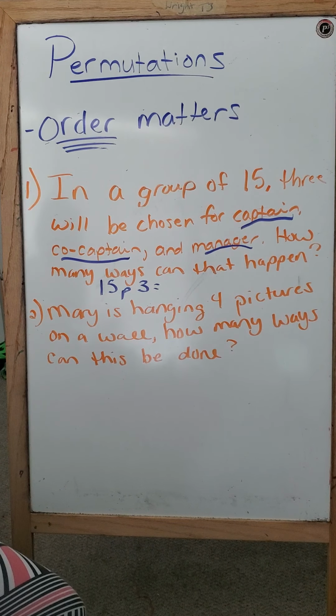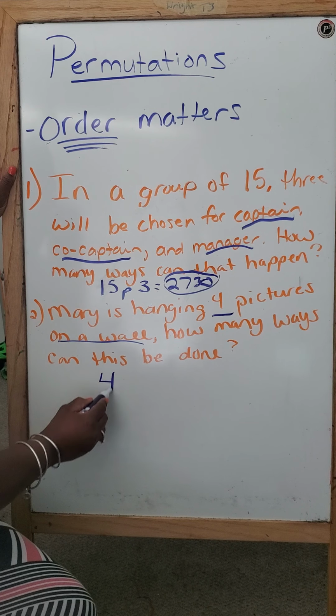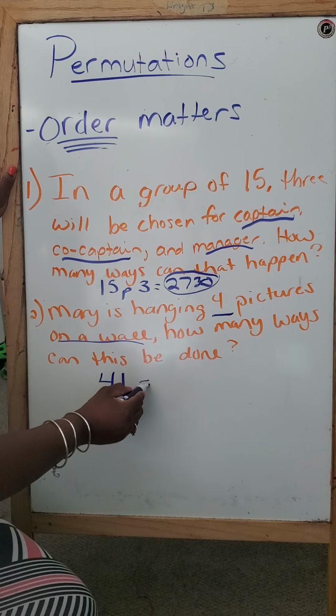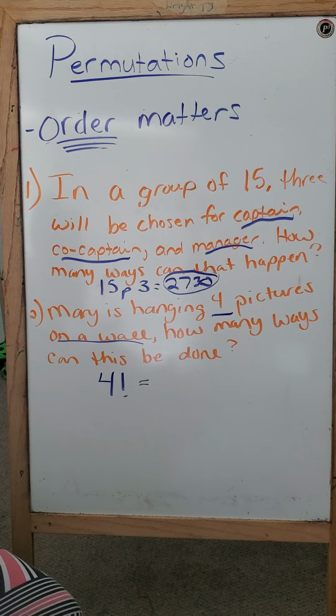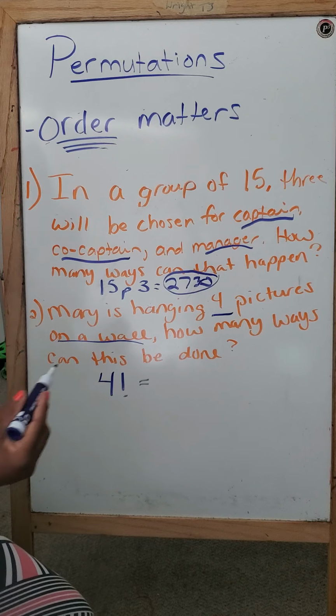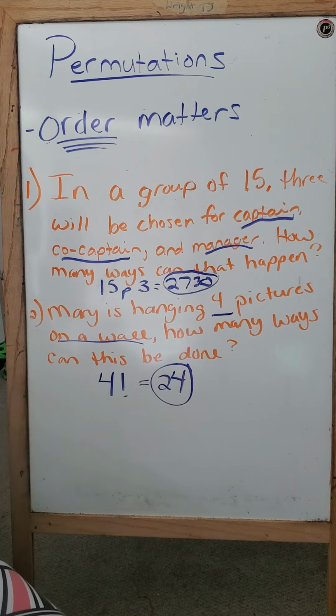So anytime you're hanging something on a wall, you're putting something in a line, you're arranging it on a bookshelf, and you only have one number, you're going to do 4 factorial, which is still a permutation because one book or one picture can't hold 2 positions. So you'll put it in the calculator as 4 factorial. Factorial is that exclamation point. And there are 24 ways to hang up 4 pictures.